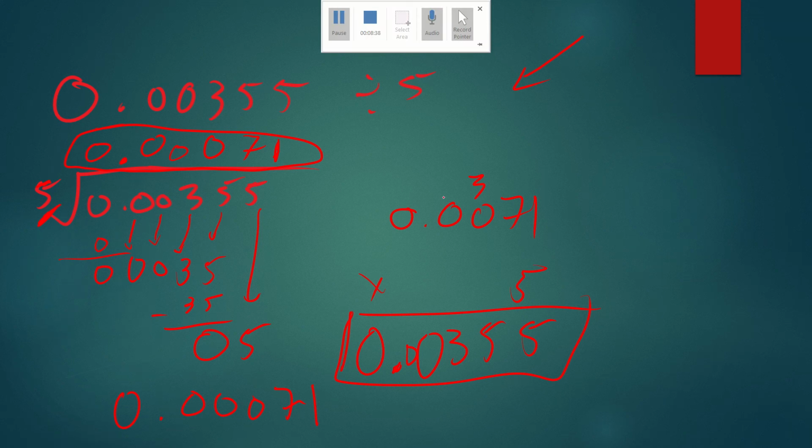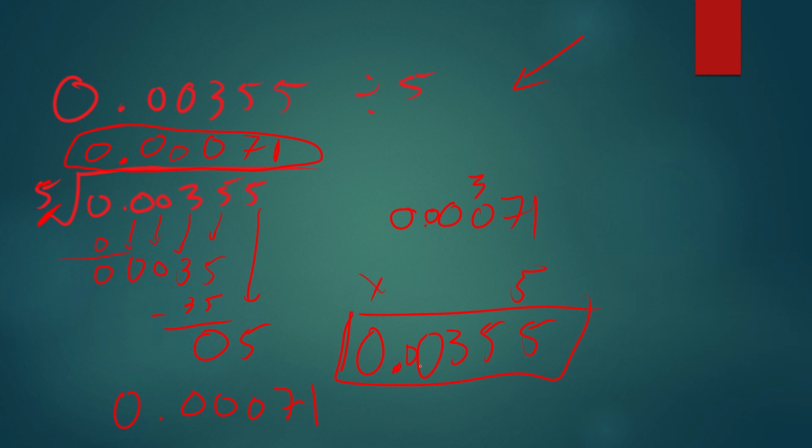My apologies. I made a big mistake there. I have one more 0 here. So it would be 0.00355.